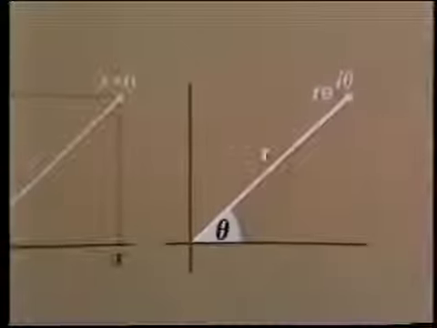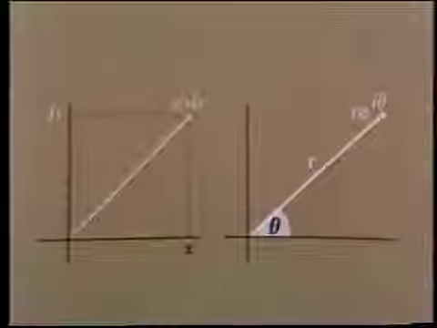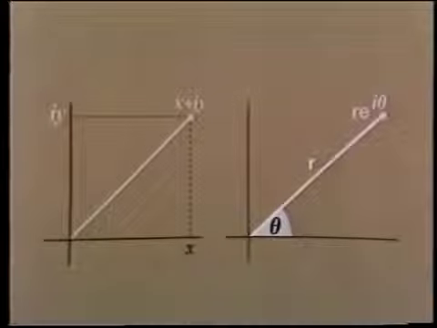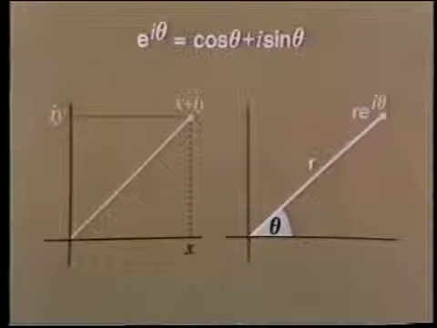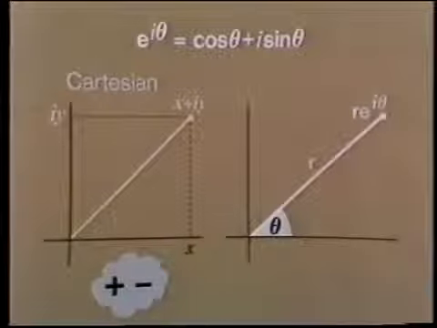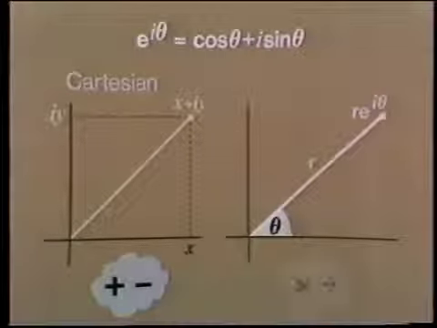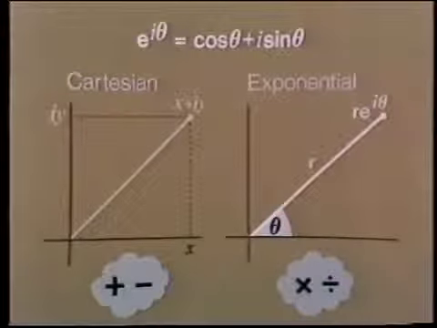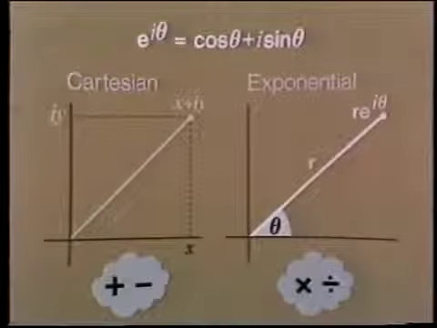This gives a new way of writing complex numbers, and the two ways are connected by this relation. The Cartesian form, x plus iy, is convenient for addition and subtraction, and the exponential form, r e to the i theta, comes in handy for multiplication and division.